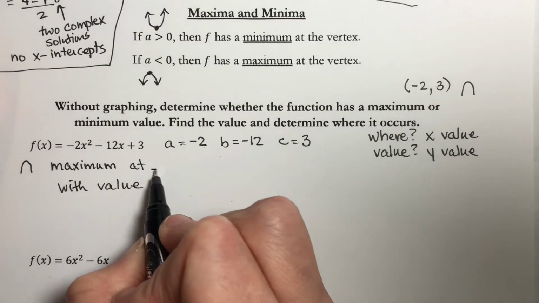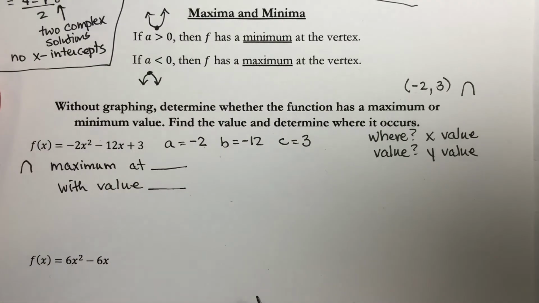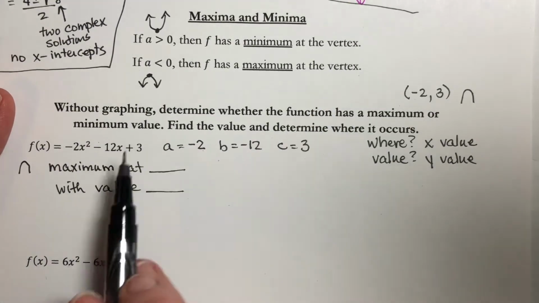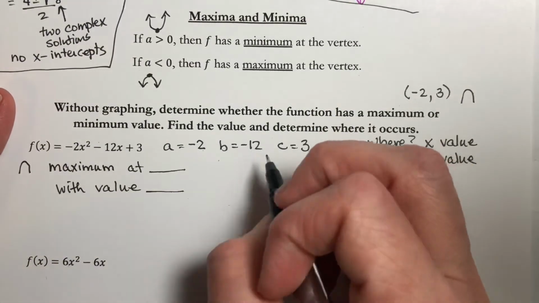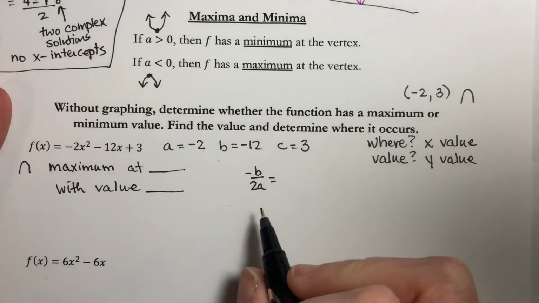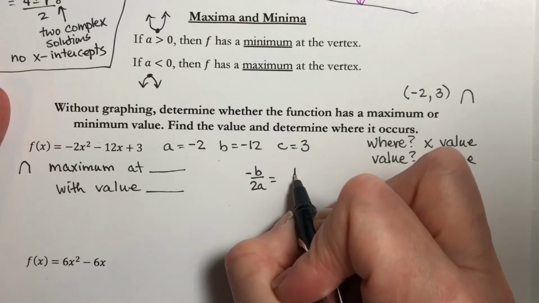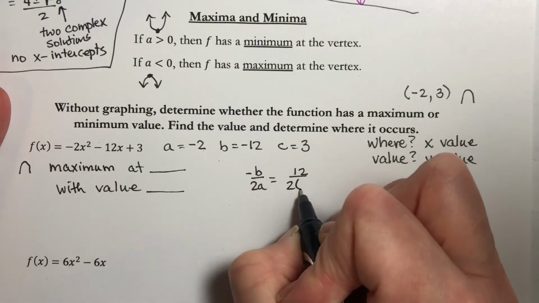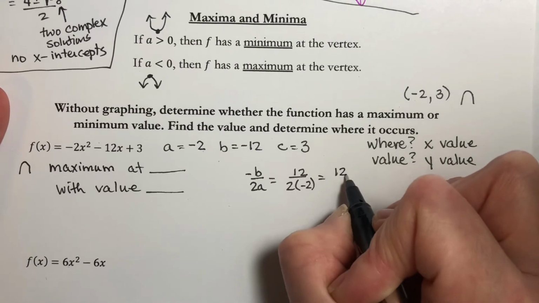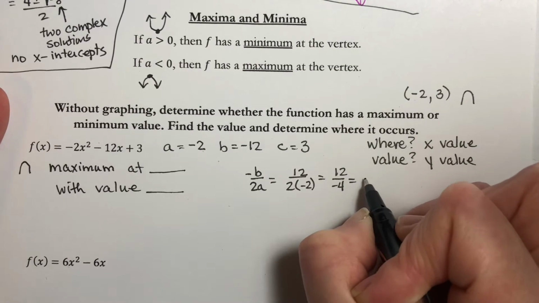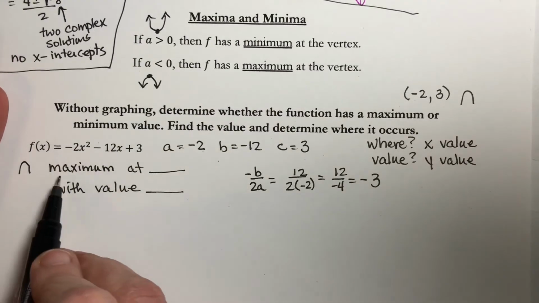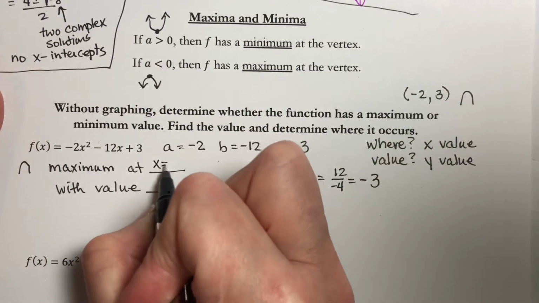Okay, so we have a maximum at x equals blank, with value blank. Now we just need to find the vertex. If we can find the vertex, then we have both of these. To find the vertex, we need -b over 2a. So this would be -12, which is +12, over 2 times -2. So I have 12 divided by -4, which is -3. So we have a maximum at x equal -3.